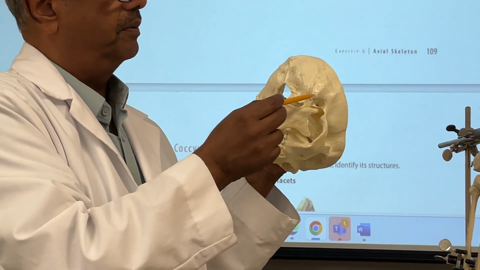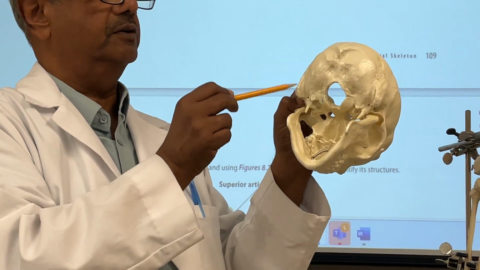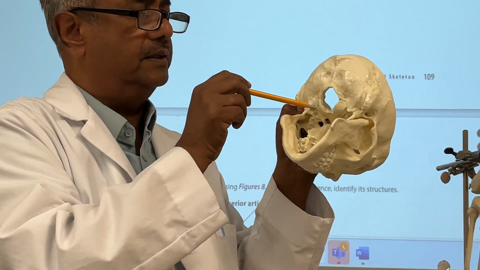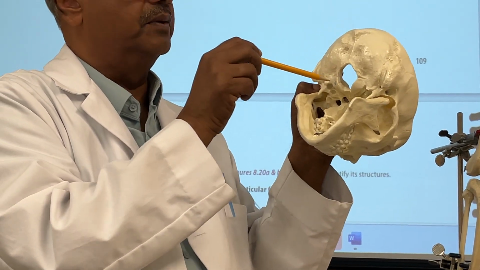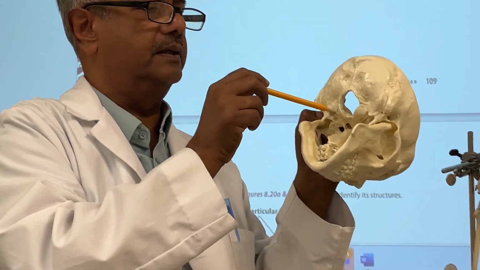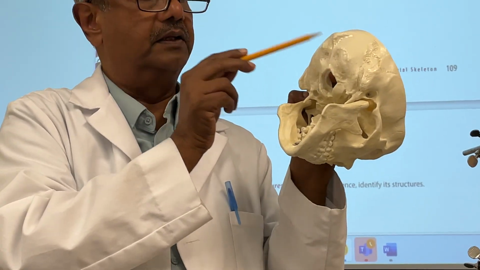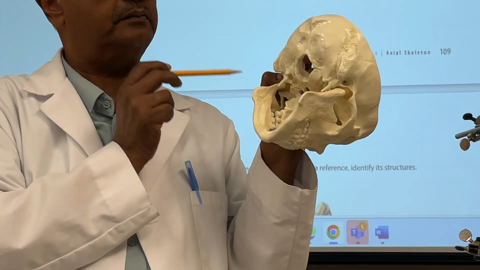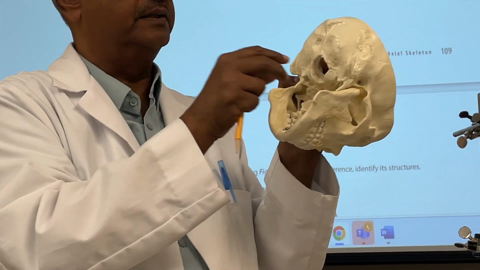What is this blunt process? Mastoid process. Okay, this is a mastoid process. This is a styloid process. What is this? These little rests here. This is where the atlas sits. They are called the occipital condyles. This is occipital bone, occipital condyle. And the atlas sits there.